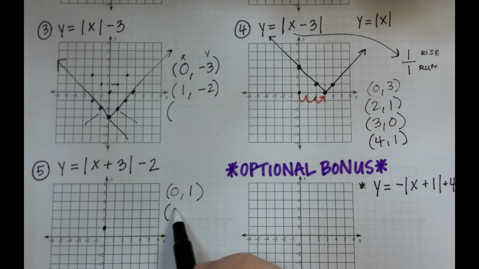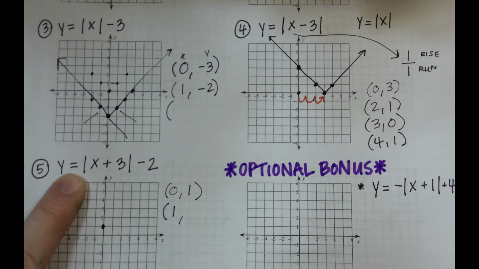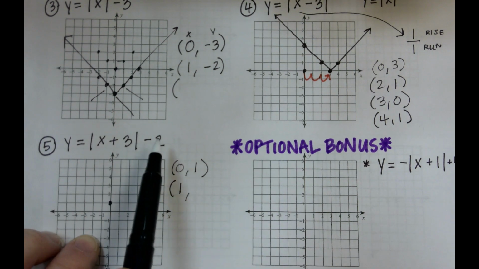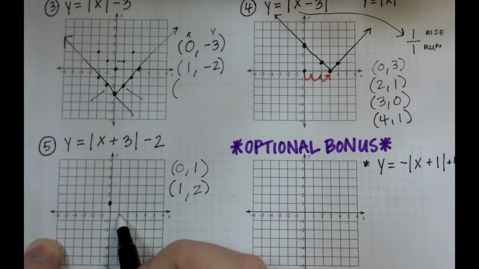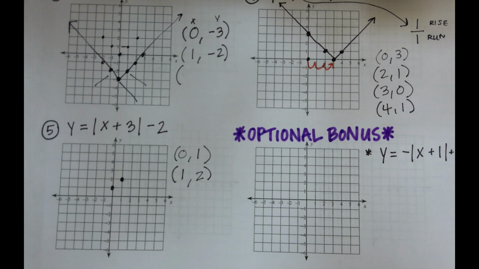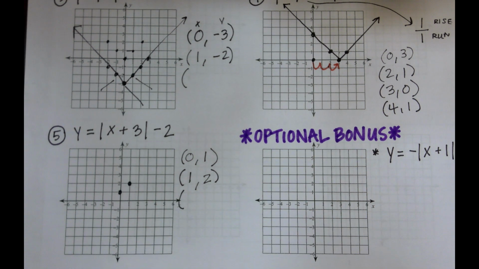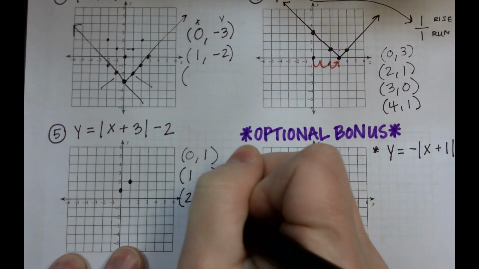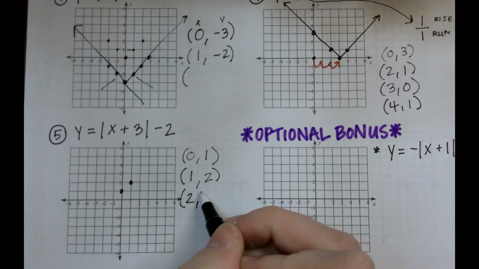Let's find another point. Let's do x is 1. What's 1 plus 3? 4. Minus 2, 2. There's another point. Over 1, up 2. Let's see what else we want to use. Use 2 for x. 2 plus 3 is 5. 5 minus 2 is 3.